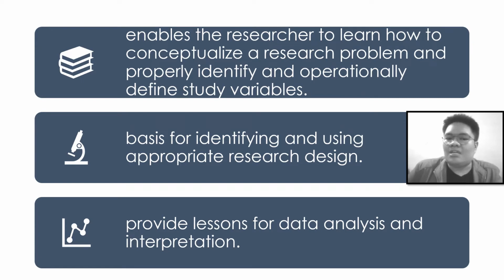Next, the review of related literature is also a basis for identifying and using an appropriate research design. For example, if you are embarking on a study about the quality of life among children with epilepsy, you might be thinking of a qualitative research because you're thinking of quality of life. But during the review of related literature, you will realize that there are already several questionnaires which were developed and tested for reliability about quality of life. And for instance, there is already a specific questionnaire for the quality of life among children with epilepsy.